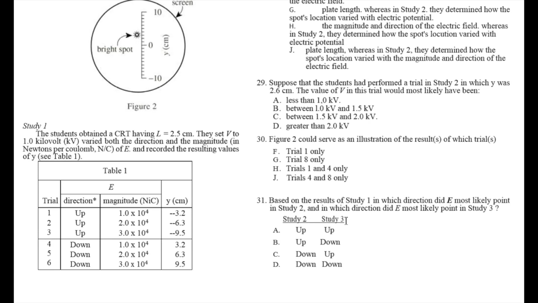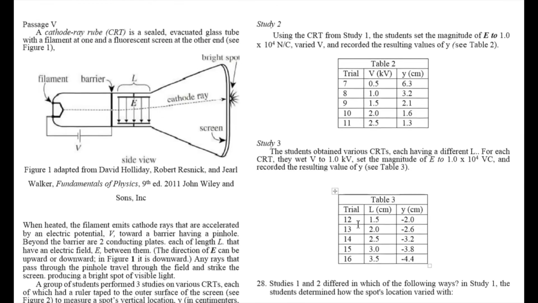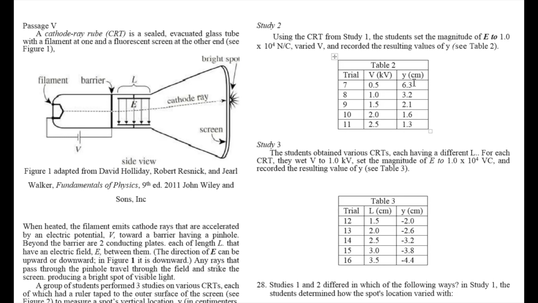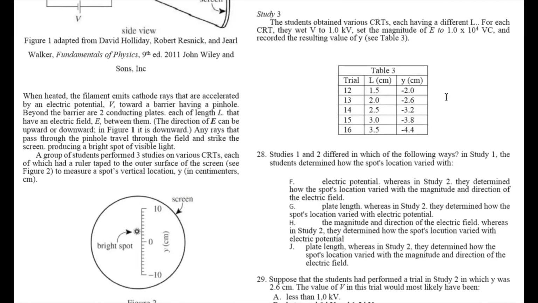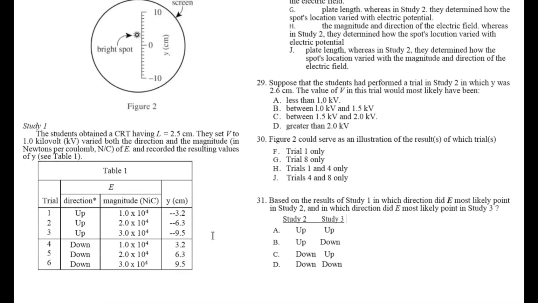So let's go look at studies 2 and 3 to see what they have here. All of the results for study 2 had Y being positive. Okay, and let's scroll back down. And that corresponds to a downward direction for E. So let's look at our options here. That gets rid of options A and B because those have an upward direction for study 2. Now we have two options here with downward for study 2, and we have up and down for study 3 for C and D.